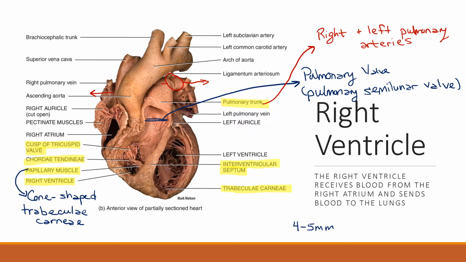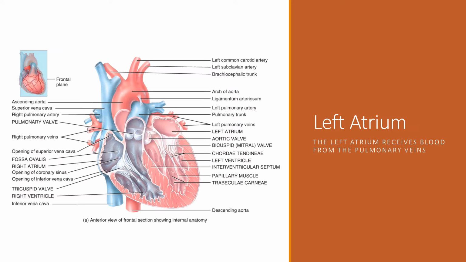Remember, arteries always take blood away from the heart. So pulmonary arteries will take blood from the heart to the lungs. Moving on to the left atrium. The left atrium has walls that are about the same thickness as the right atrium, and the left atrium forms most of the base of the heart.